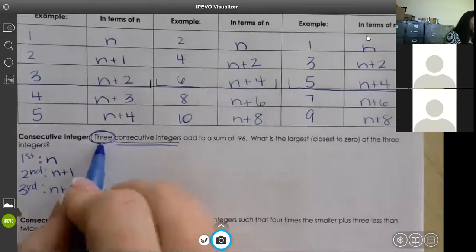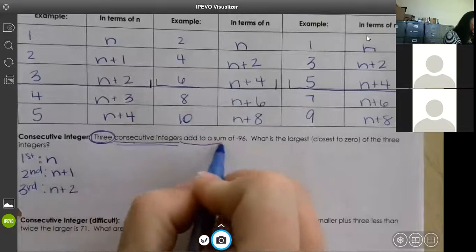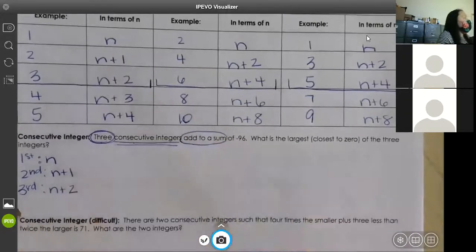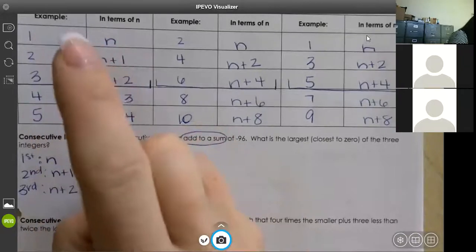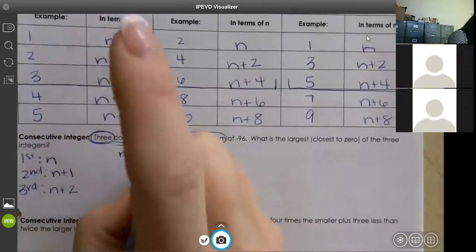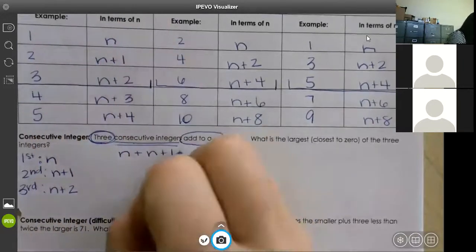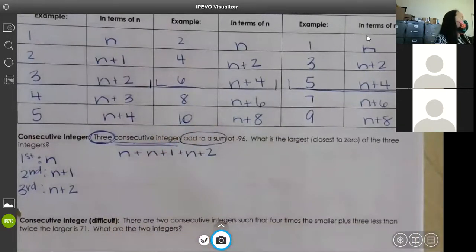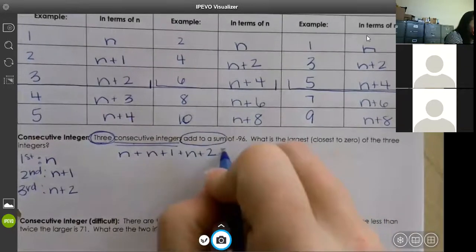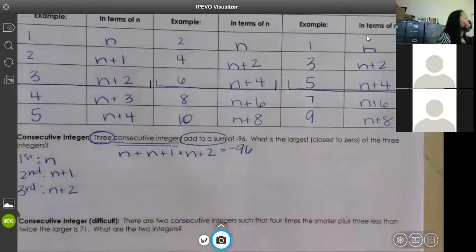This said 3 consecutive integers add to a sum. You're just going to add them up. So this is how it works. You're going to add the first one, n, plus the second one, n plus 1, plus the third one, n plus 2. What's it say they equal? That's your equation set up. You're done other than solving.